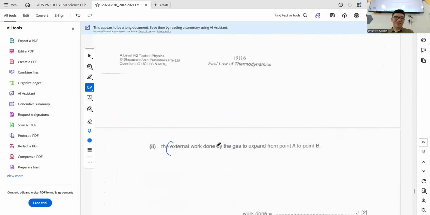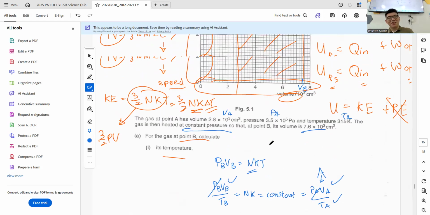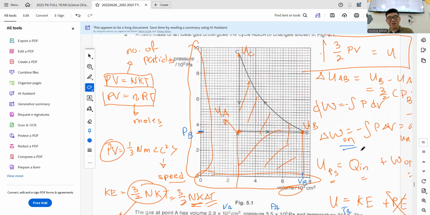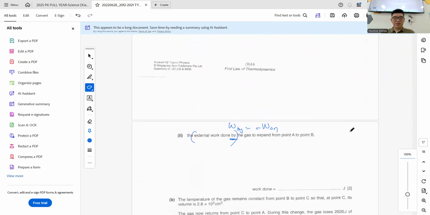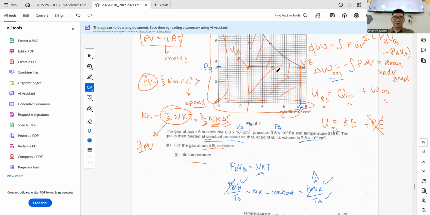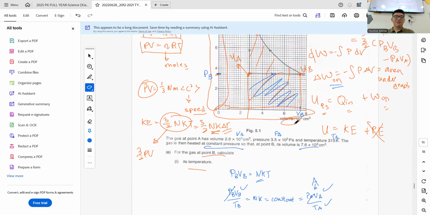External work done by the gas. By the gas, so when you see this, W by is equal to W on negative. So you must take note, because the equation that you have here is all W on. So what do you do? Find W1 from A to B. Quite straightforward. It's a rectangle.